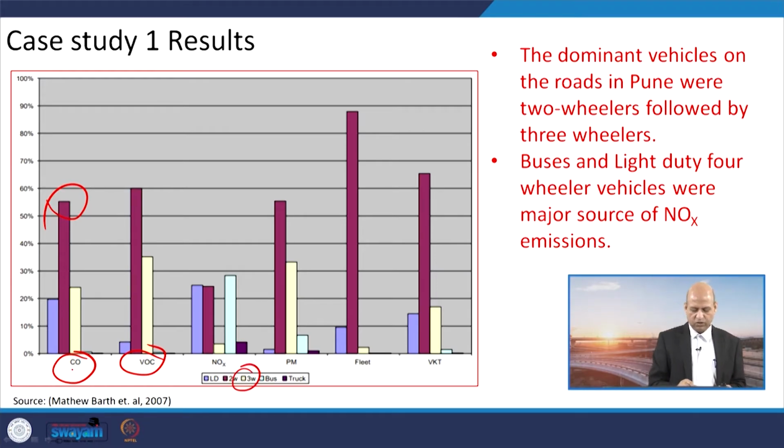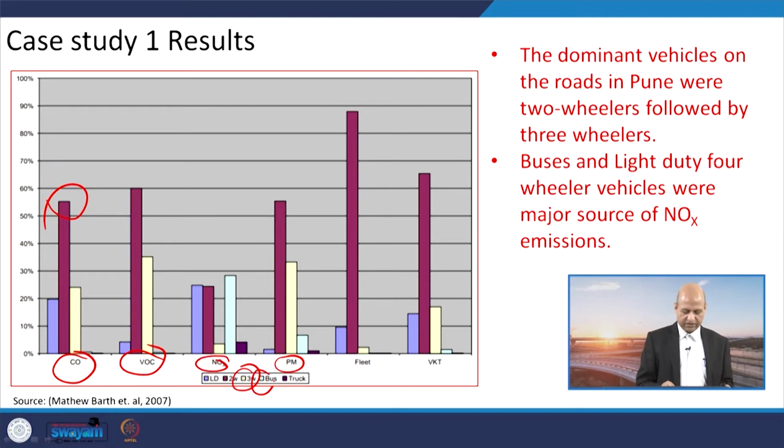So, the CO, VOC and particulate matter, and also vehicle kilometer traveled, are more because their number is more. So, naturally their vehicle kilometer traveled is also more. But from a pollutants perspective, if you see carbon monoxide, volatile organic compounds and particulate matter, they are more from basically two wheelers and the three wheelers. Okay. When we see NOx, then the situation is different.